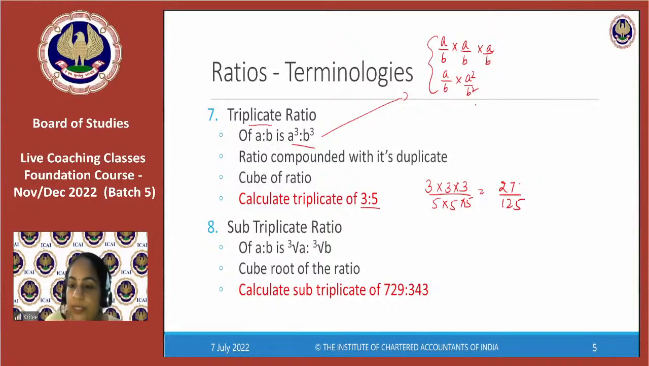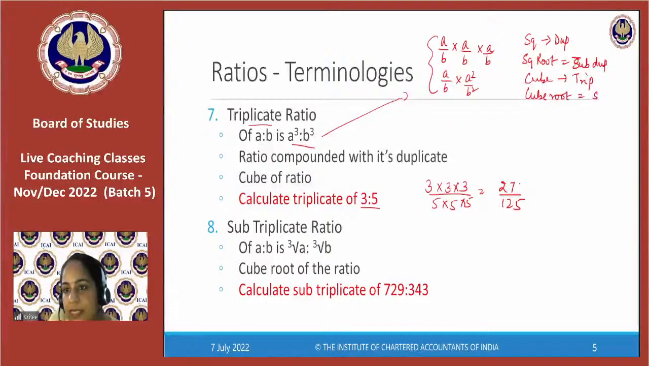Now you will tell me, if square is duplicate and square root is subduplicate, then cube is triplicate and cube root hence would be subtriplicate. Here we are, the cube root of A is to B gives us the subtriplicate. Okay, yes, I'm getting good answers. Very nice. So, the cube root of the ratio.